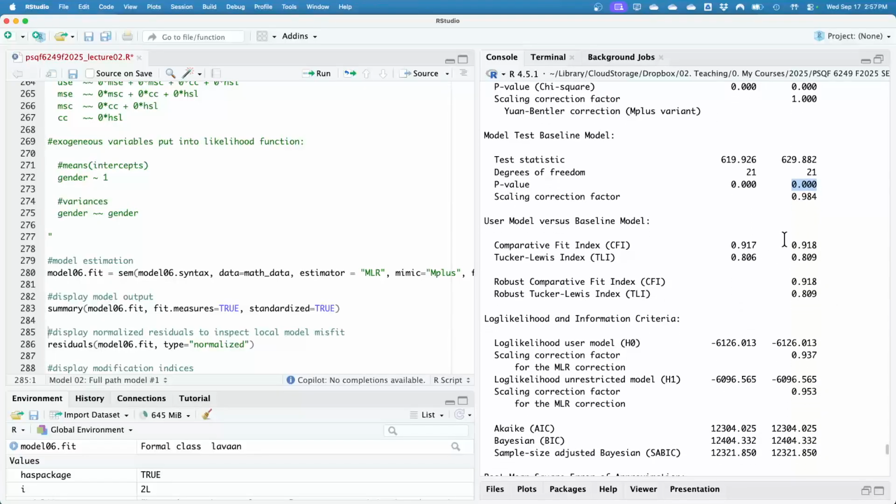Now comes the better part. Our CFI, let's go with the robust version, 0.918. Our Tucker-Lewis index is 0.089. Neither of these are good, actually. We want both of these to be bigger than 0.95, not 0.05.